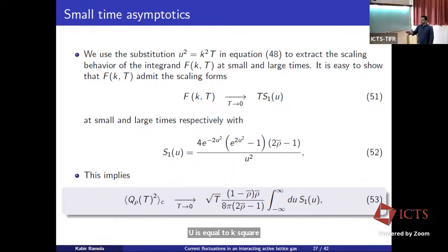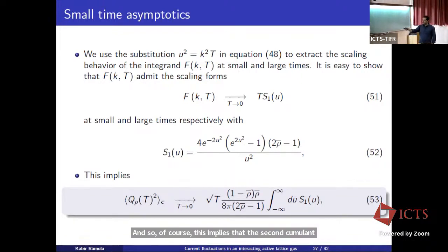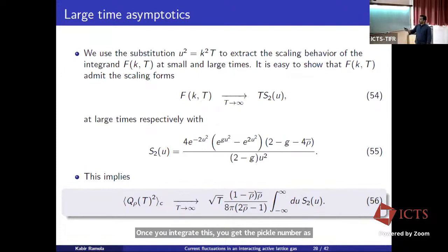And so of course, this implies that the second cumulant would grow as square root t. As you can see, this prefactor that we have here has very interesting effects of density, as well as, once you integrate this, you get the Peclet number as well, where this is the scaling form. Similarly, at large times, we can do the same scaling analysis, but with a different scaling form now, and you can extract again a square root t behavior. So the small time behavior and the large time behavior can be extracted as square root t.